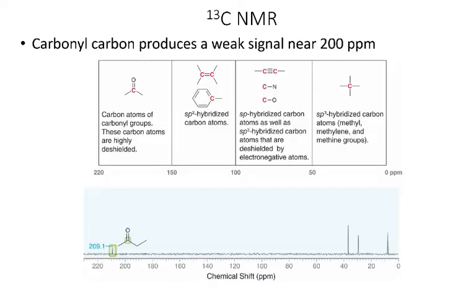And finally, for the carbon-13 NMR, this is a table that we saw last semester, and the C double bond O is about the only thing that appears that's deshielded above 150 ppm. So if you see anything around 200 ppm, that is indicative of the C double bond O from the carbonyl group.